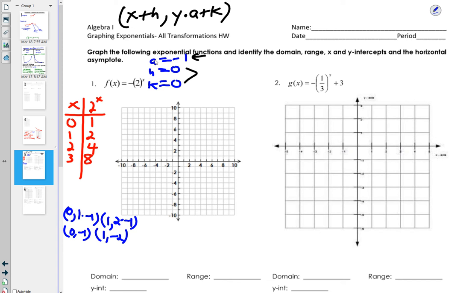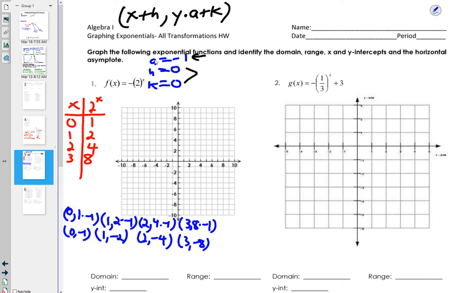What's the next x I have? I'm just going down the line. 2. I already did the 1, so now it's 2. I'm supposed to add h to it, but anything plus 0 is itself, so I can ignore that. And then 4 times -1 is 2, -4. The last one I have is a 3, comma 8 times -1 is 3, -8. So these are the points I want to graph.